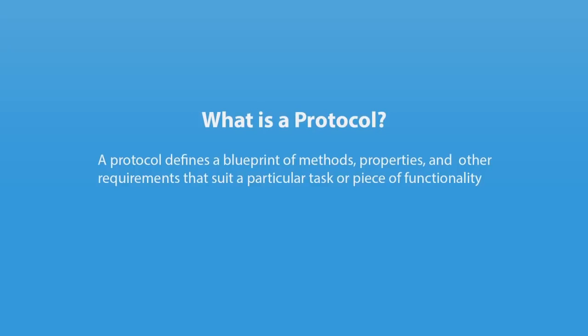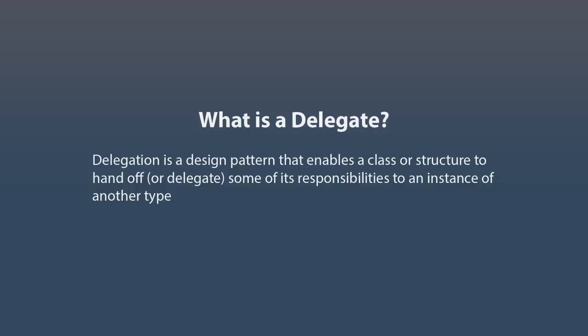As stated in the Swift programming language book, a protocol defines a blueprint of methods, properties, and other requirements that suit a particular task or piece of functionality. A protocol doesn't provide us any implementation, but it does describe what the implementation will look like.